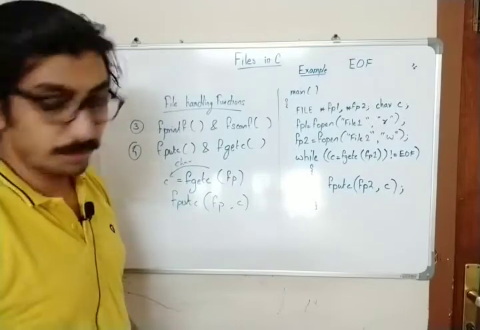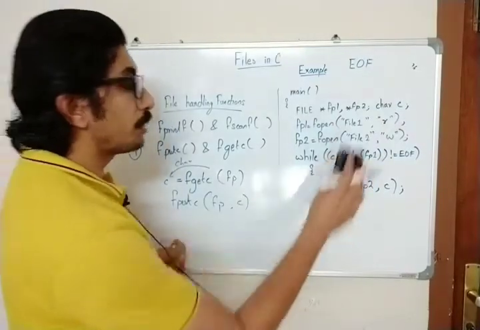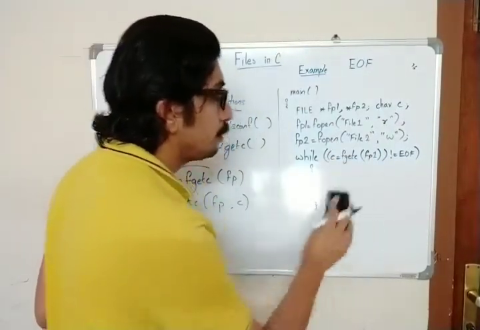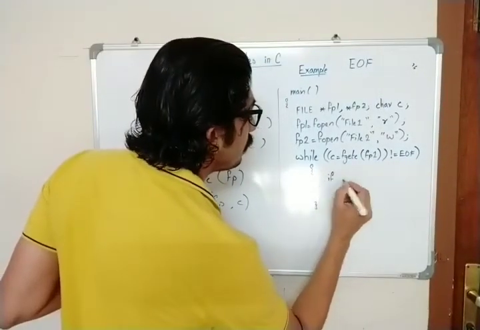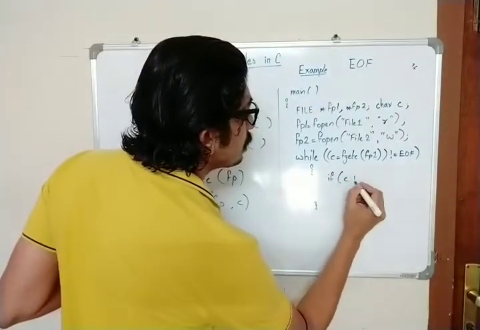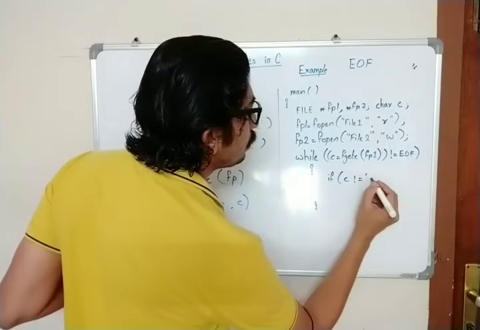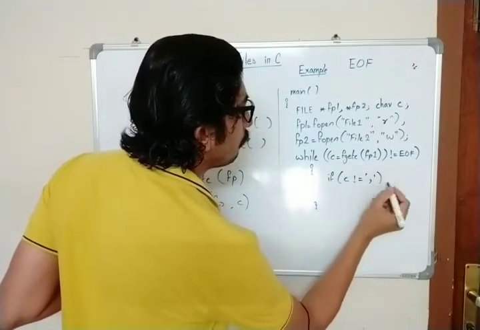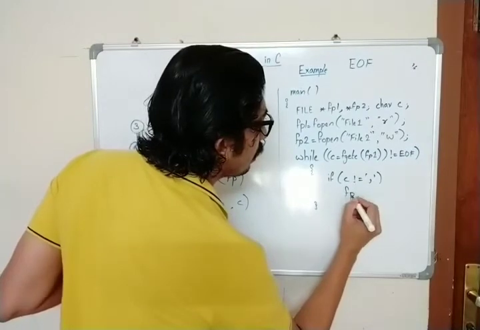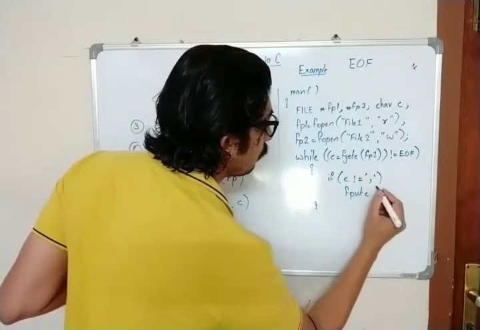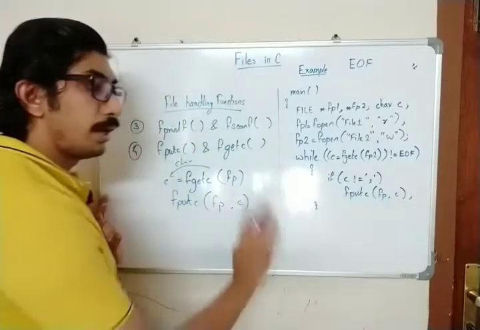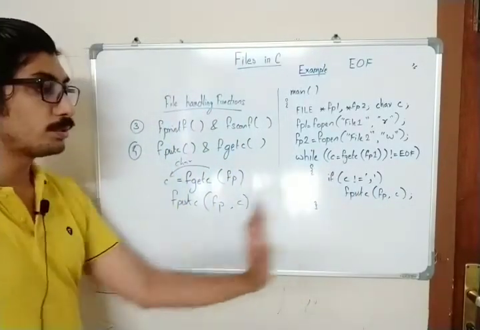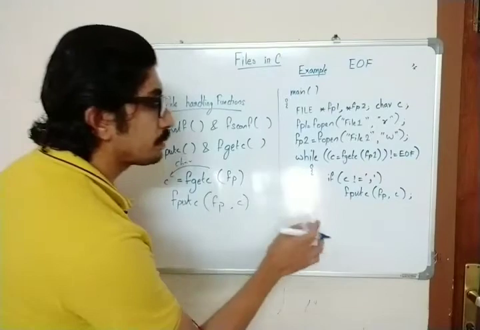We have to do one more operation. We have to check whether it is not equal to comma. Our aim is to discard commas. So if c is not equal to comma, we will say fputc(c, fp2), and the content will be copied to file 2. Otherwise you don't have to copy that, so you will just leave it blank.